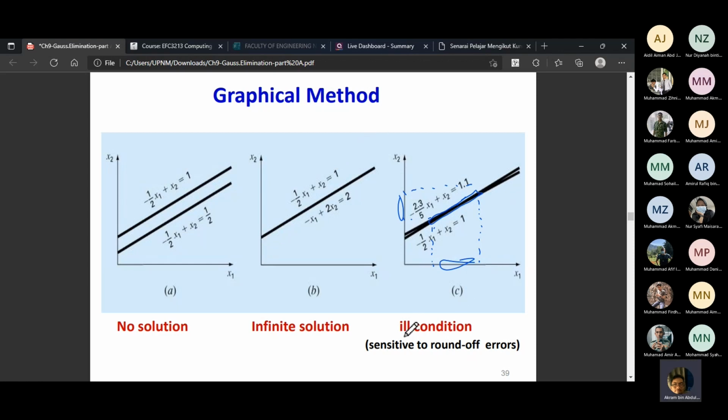And there is sometimes there is an ill condition happen where we cannot clearly see the intersection between these two lines. So we can see that the line cross intersect with each other in a very large range. So there is a certain range, possible range, that it will be our solution.